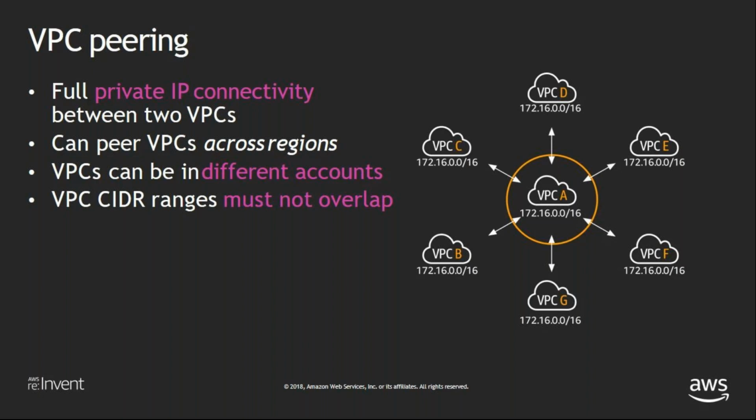VPC CIDR ranges must not overlap. As you know, the concept of networking is that no two systems have the same IP, and no two networks that are communicating privately have the same IP. So the CIDR range must not overlap in VPC, otherwise there will be a conflict, it will detect the same network, and we will have a problem.